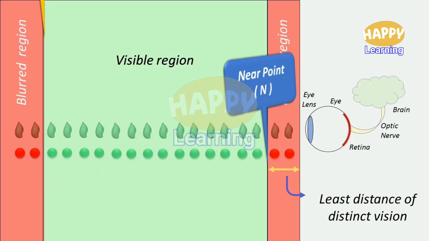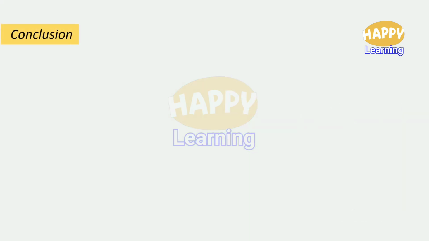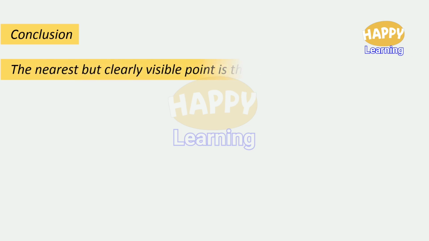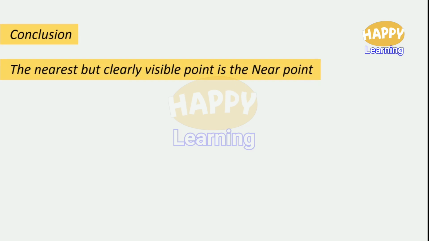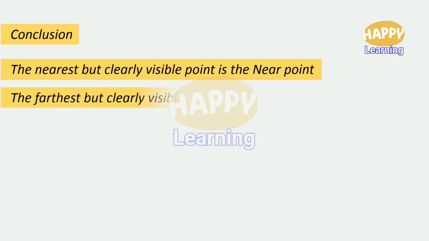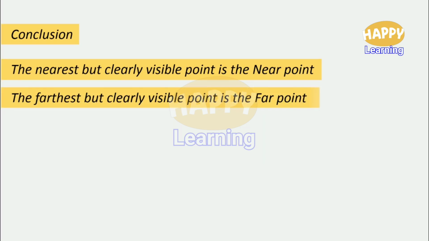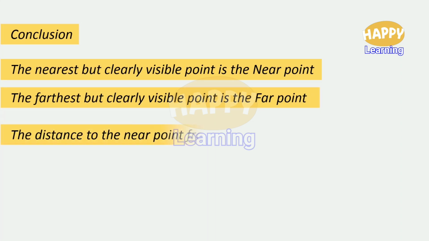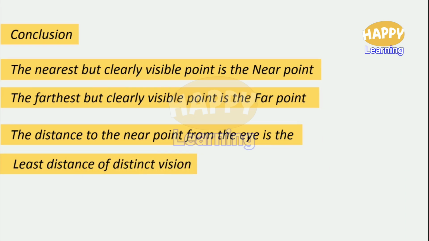And farthest to the eye is the far point F. Conclusion. The nearest but clearly visible point is the near point. The farthest but clearly visible point is the far point. The distance to the near point from the eye is the least distance of distinct vision.